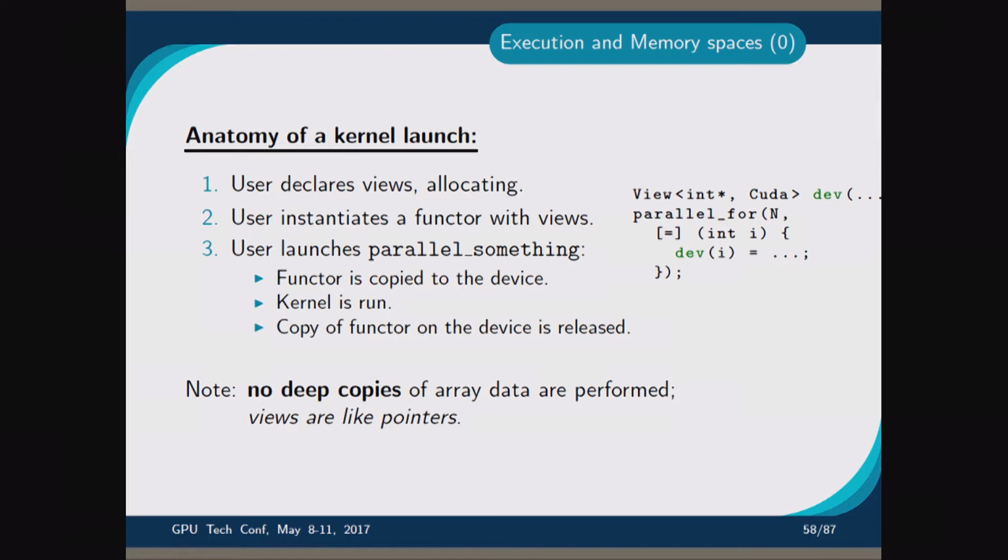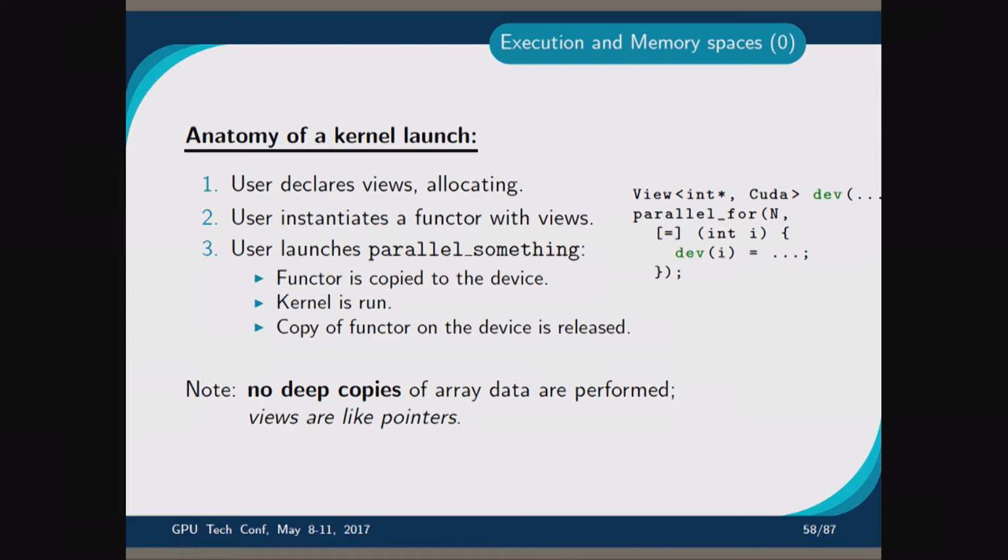And then the user creates a functor with the views, or does a lambda. That lambda will capture the view. And remember that when it captures by making a copy, we're making a copy of a pointer. So all we do is take those few words and copy them into the functor, which the compiler automatically generates because we captured by value. Then the parallel for, if it's going to be running on, in this case, the CUDA default execution space, will copy the body of that lambda down to the GPU and run it.